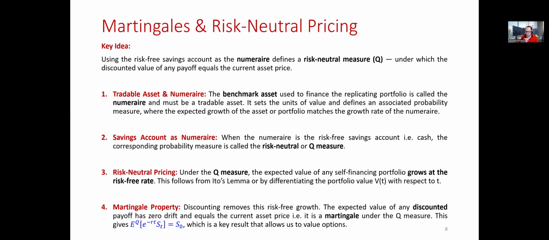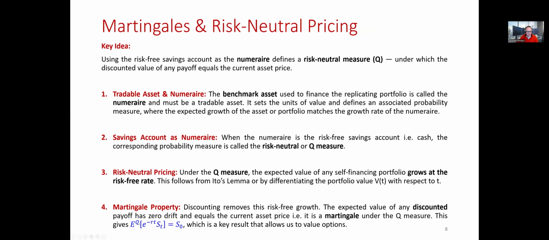I should say this a bit more clearly: the expected value of any discounted payoff has zero drift because the discounting undoes the growth that we were getting from the risk-free rate growth that was coming from the Q measure. So discounting is reversing that growth, and therefore we have no drift. The expected discounted value has no drift and equals the current asset price. This is what it means when a process is a martingale under the Q measure, and this explains this blue formula here. So the expected value under the Q measure.